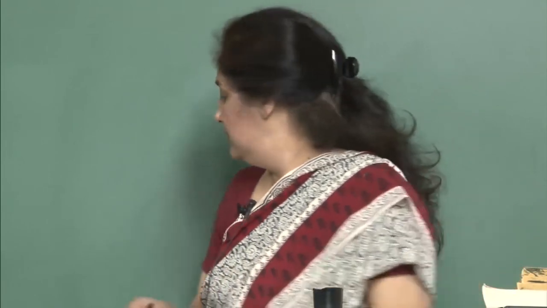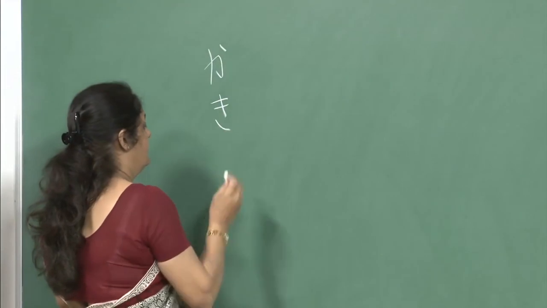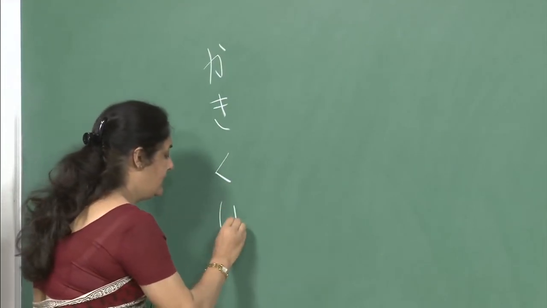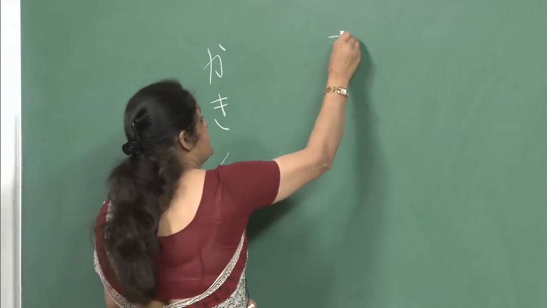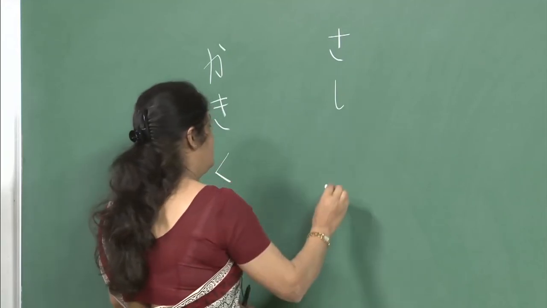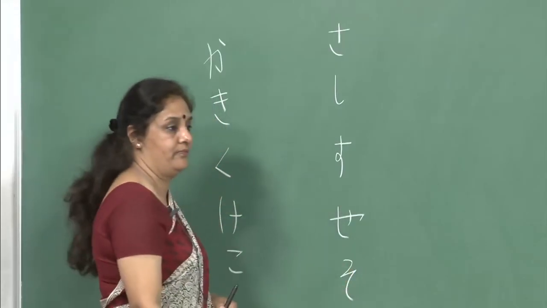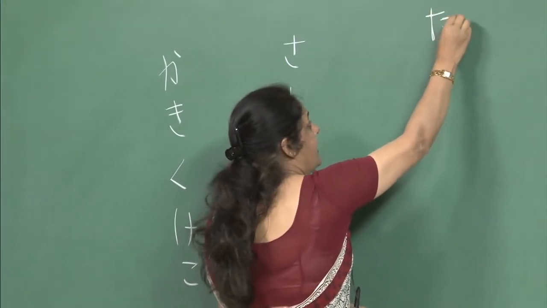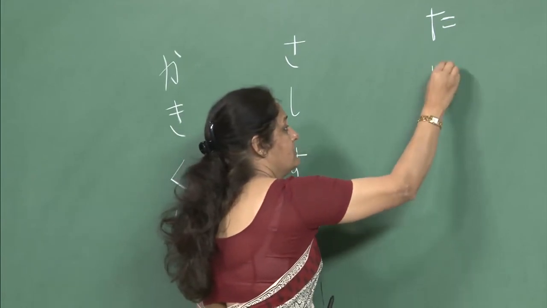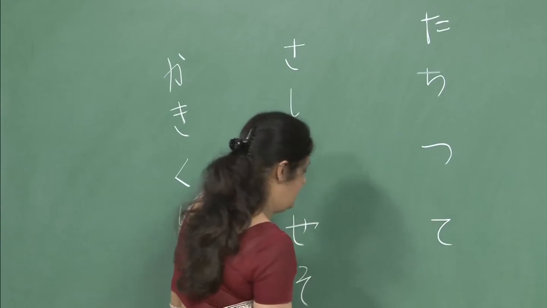You remember doing the K sound. I'm sure you remember doing the K sound. Ka, ki, ku, ke, and ko. Then we did sa, shi, su, se and so. Then the third set we did was ta, chi, tsu, te and to.